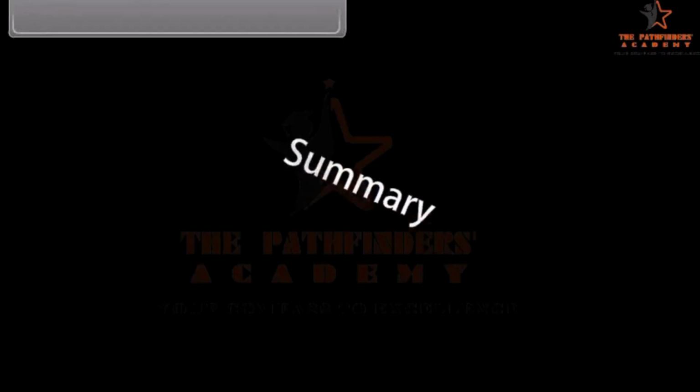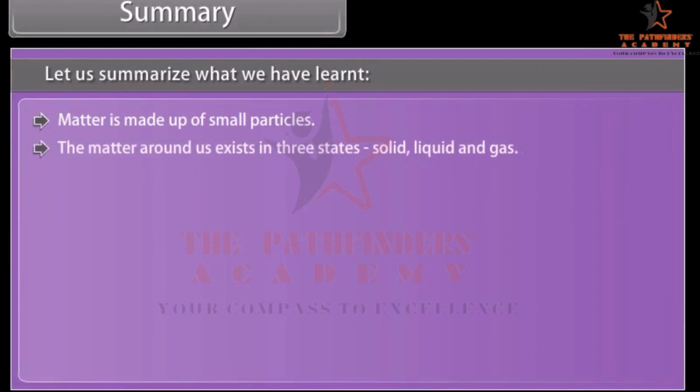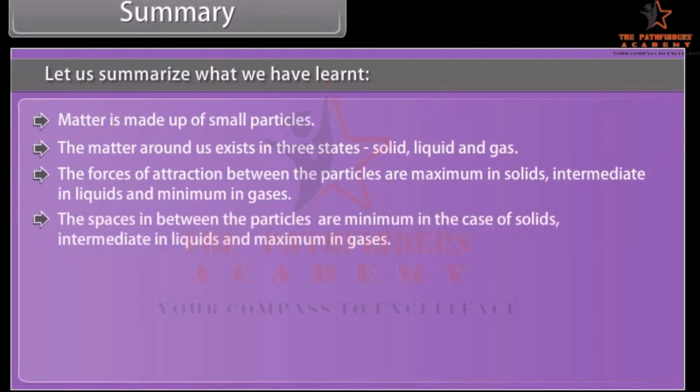Summary. Let us summarize what we have learned. Matter is made up of small particles. The matter around us exists in three states: solid, liquid, and gas. The forces of attraction between the particles are maximum in solids, intermediate in liquids, and minimum in gases. The spaces in between the particles are minimum in solids, intermediate in liquids, and maximum in gases.